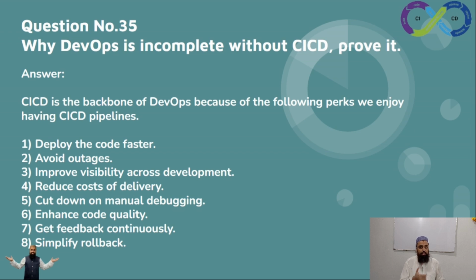So you can answer these 8 points if you're asked about the benefits of CI/CD pipelines. Number 1, we can deploy the code faster, we can avoid outages, improve visibility across development, we can reduce cost of delivery, cut down on manual debugging, and enhance code quality. Number 7 is to get feedback continuously. And the number 8 and last point is to simplify rollback. If our code fails, our CI/CD pipelines or build fails, we can quickly roll back so that it won't affect our business or our clients.